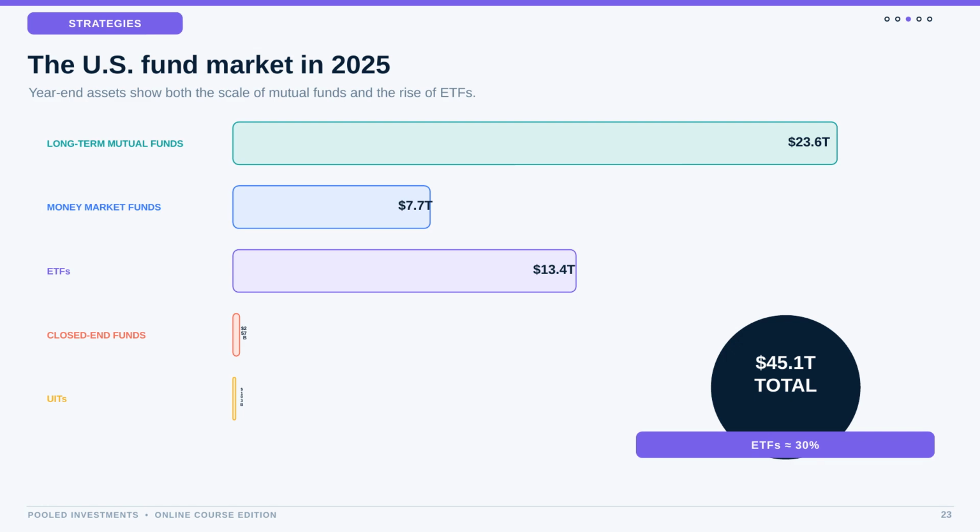The U.S. pooled investment market is enormous and diverse. At year-end 2025, equity, bond, and hybrid mutual funds held about $23.6 trillion. Money market funds held about $7.7 trillion. ETFs held about $13.4 trillion, traditional closed-end funds about $257 billion, and UITs about $103 billion. Together, investment companies held roughly $45.1 trillion, with ETFs representing about 30%. The scale helps explain why small differences in cost, tax efficiency, and investor behavior can translate into very large aggregate outcomes.